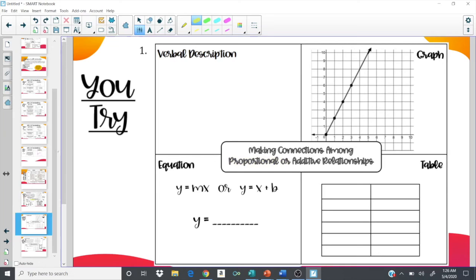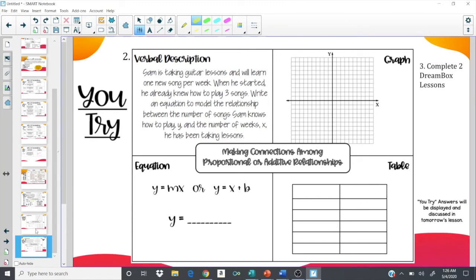So at this point, you're going to attempt to do some independent practice problems. You have 2 U-try problems today, and there are several parts to the problems. They are similar to the problem that we did for guided practice. And when you're done, you're going to go to Clever, log into Dreambox, and complete 2 Dreambox lessons. Okay? U-try answers will be displayed and discussed in tomorrow's lesson.